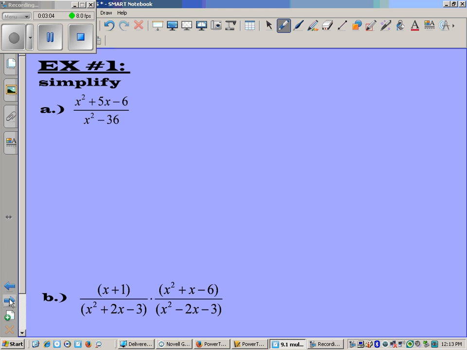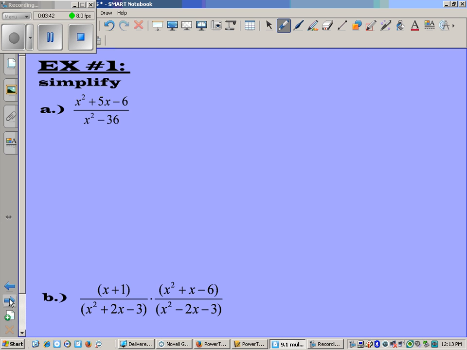Example number 1 asks us to simplify, and it gives us a fraction, but there's a little more going on in this fraction. On the top, I have an x squared plus 5x minus 6. On the bottom, I have an x squared minus 36. Now remember, I cannot reduce off my x squared from the top and the x squared from the bottom because they're connected with a plus or minus sign. I can't reduce off the 6 and the 36 because they're connected with a plus or minus sign. So what can I do then to this problem to help me simplify?